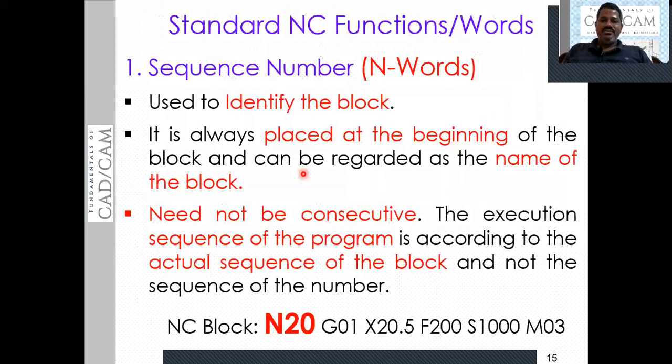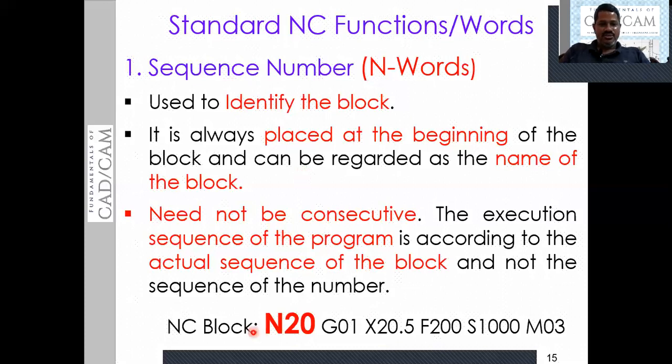As I said just now, the sequence number is the N word, which is going to tell us the address of one block or the name of one block. So N is the alphabet used to specify the sequence number of a block, used to specify the identity of the block.